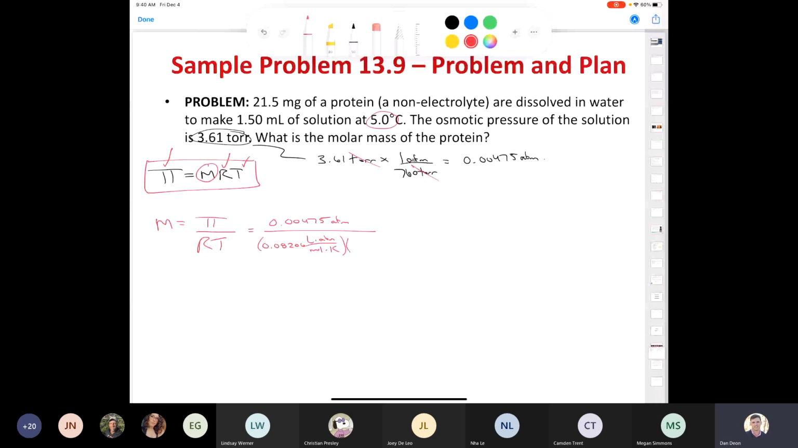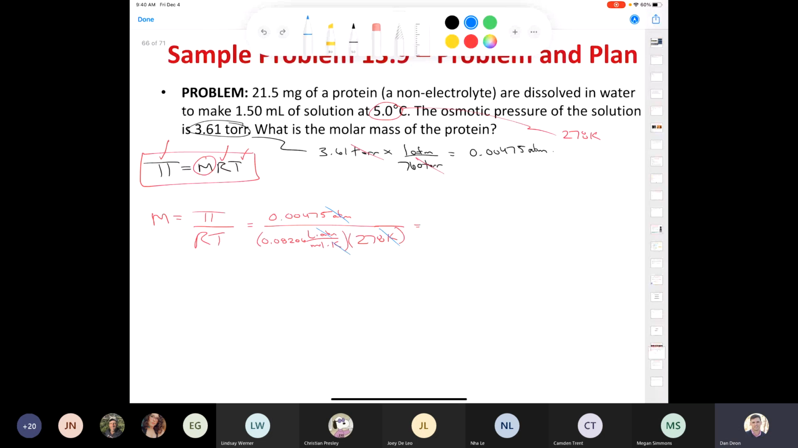My temperature, 5 degrees Celsius. I just add 273 to that, so that's 278 Kelvin. And let's see, atmospheres cancel, as do Kelvin, and I end up with moles per liter, right? Liters per mole in my denominator is equal to moles per liter. So I get that my molarity is equal to 2.08 times 10 to the negative 4 moles per liter.